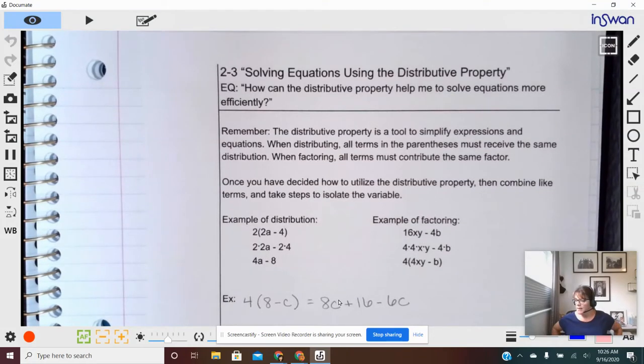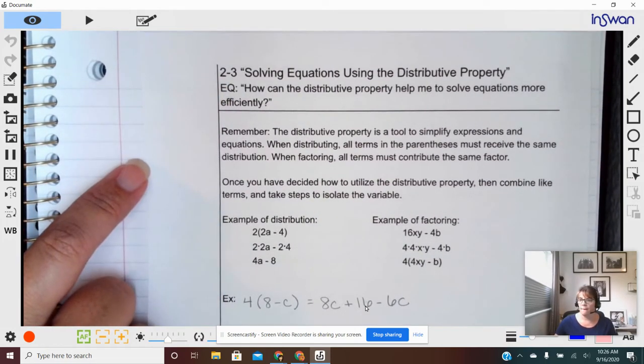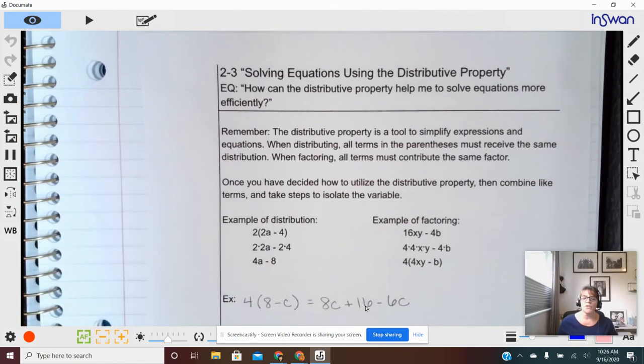Good morning, everybody. Just a quick lesson on solving equations using the distributive property. In our textbook, this is topic 2, lesson 3. And the focus here is using the distributive property as a tool. So the distributive property can help you to simplify expressions and make them easier to solve.